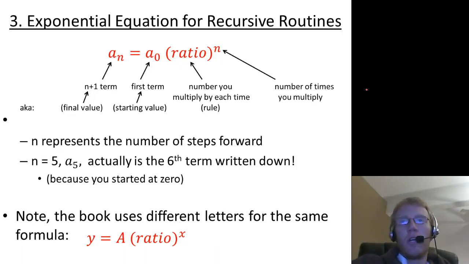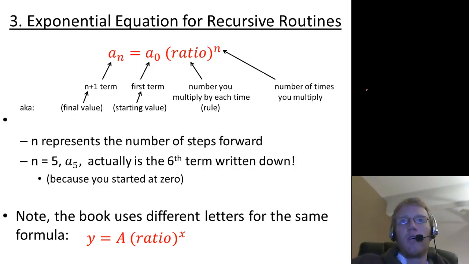So two videos ago, you learned about recursive routines, which is just a list of numbers that follow some pattern. And to generate that sequence, you needed to have a starting value and a rule, which we often call the ratio. And so in that list, you could generate the next couple of terms in a sequence without much trouble. But if you were asked to find the 1000th term in the sequence, it would be very tiresome to go through and actually have to calculate all 1000 terms just to find out what the 1000th term was.